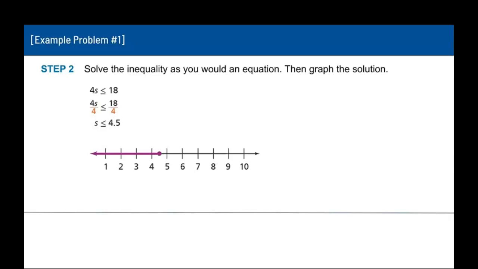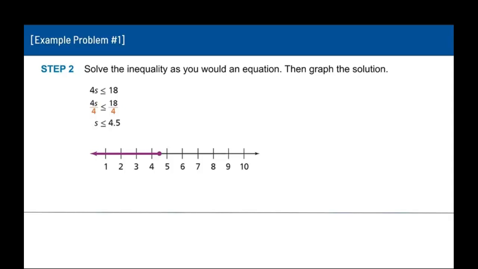We can represent that on a number line, like when they say graph the solution. So we're going to have a closed dot because of the line underneath the less than symbol. And that closed dot is at about 4.5, so halfway between 4 and 5. And we shade in numbers to the left to indicate things that are less than.